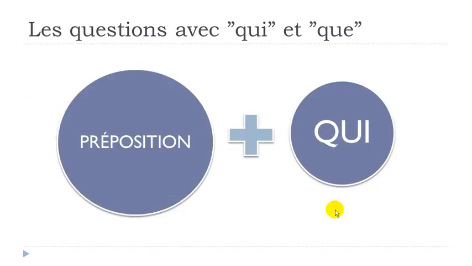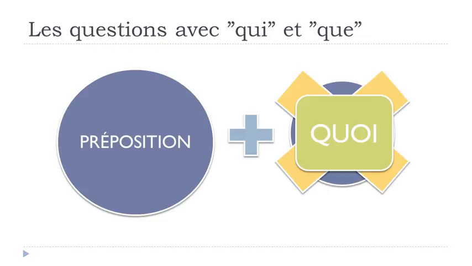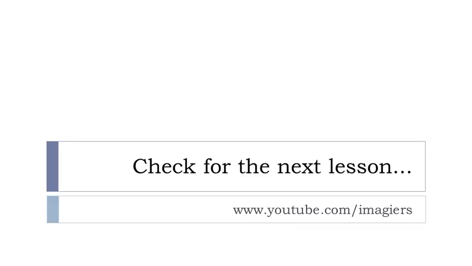Okay? So remember, preposition with qui, no problem at all. But then preposition plus que, no. You will have to use quoi. Okay, so remember that's quite important because it can sound a bit strange if you're using this que instead of quoi with the preposition. Okay, so I hope it was clear.